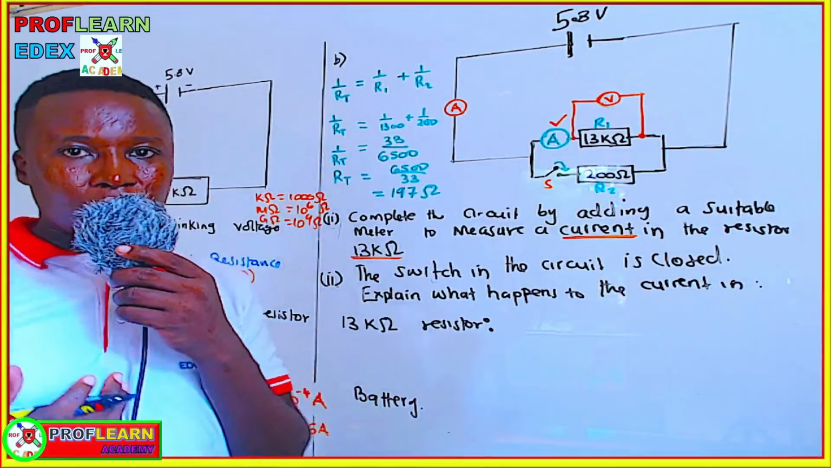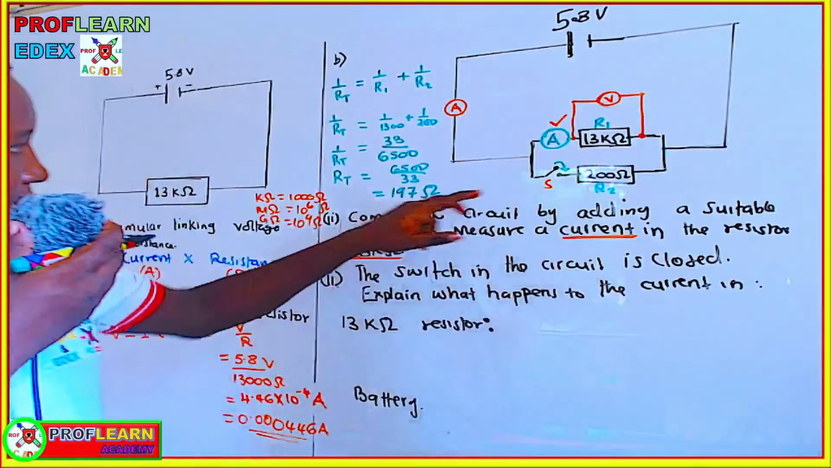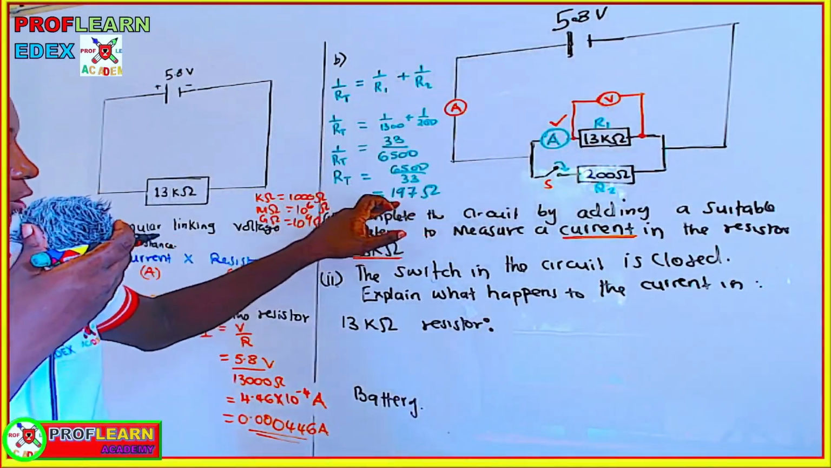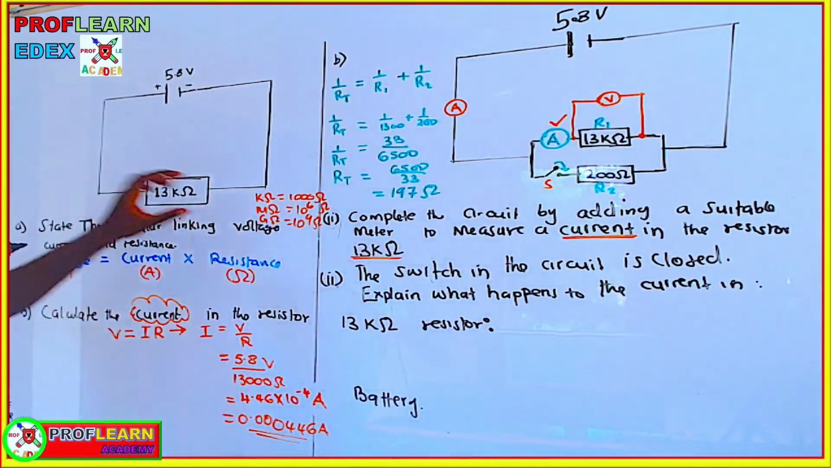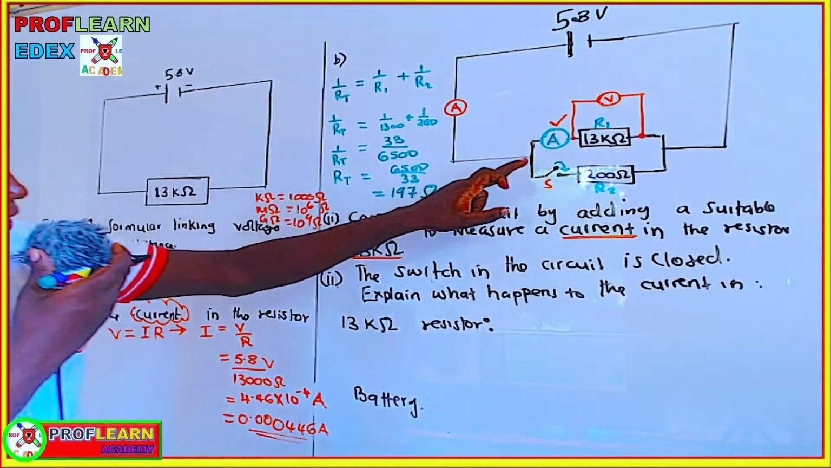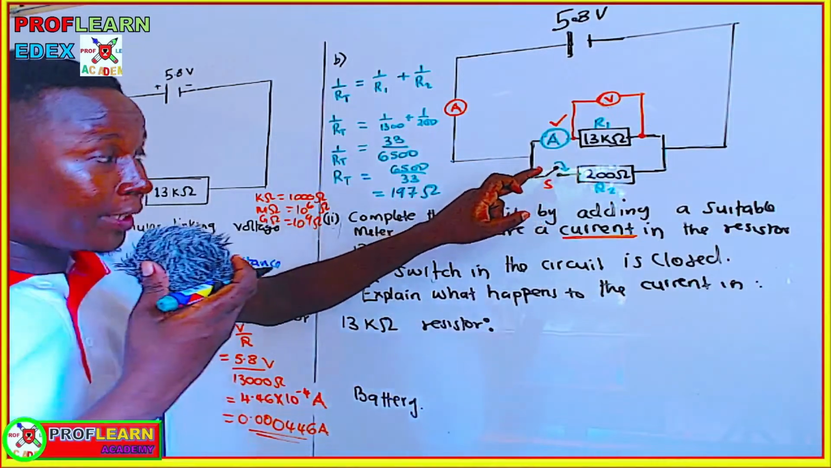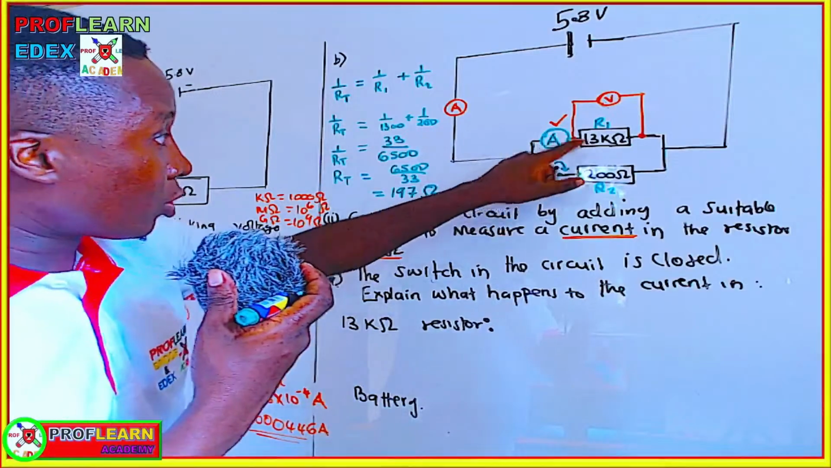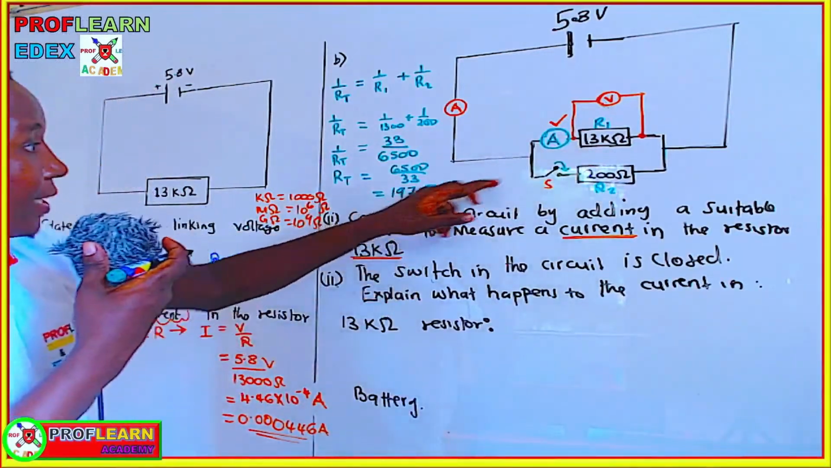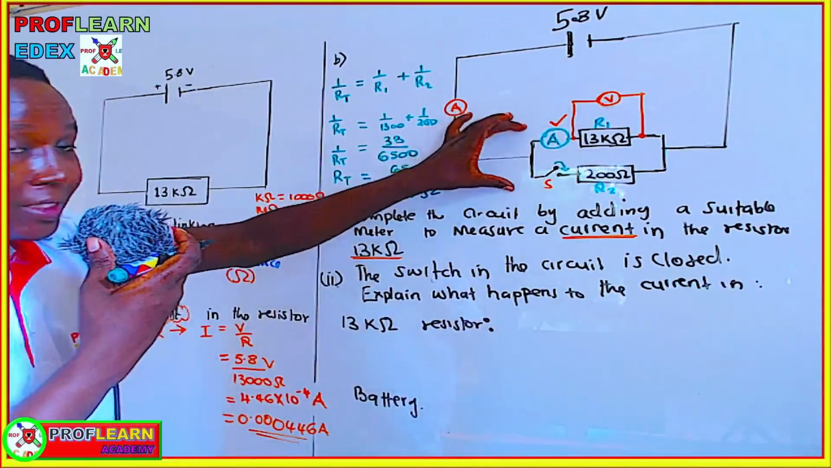Something that you need to realize at this given point is that when this switch is closed, the total resistance in the system is 197 ohms. But if this circuit is open, because this will not be connected, the total resistance will be 13,000 ohms. So when the switch is closed, the resistance of the circuit drops.